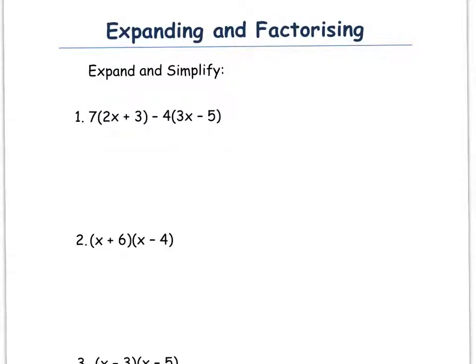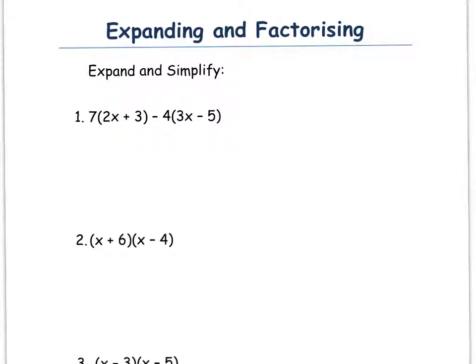Expanding brackets and factorising back into brackets. Expanding brackets means multiplying out brackets. It means either multiplying everything by the number outside the bracket to everything inside the bracket, or multiplying everything in the left bracket by everything in the right hand bracket. Factorising is the opposite to expanding, and it's putting things back into brackets. So let's have a go at some expanding and simplifying to start with.